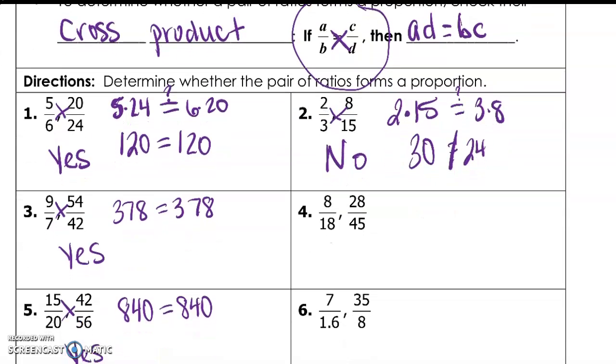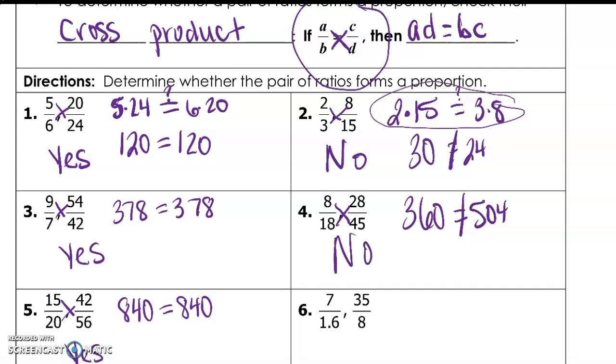Now, you do not need to write this step out if you don't want. If you just know to multiply, that's great. So that's what this would look like. 8 times 45 gives me 360. Does that equal 18 times 28? 504. Not equal, so no, they don't form a proportion. All right, so as long as you know to multiply, you don't have to write out that first step that's showing the multiplication.